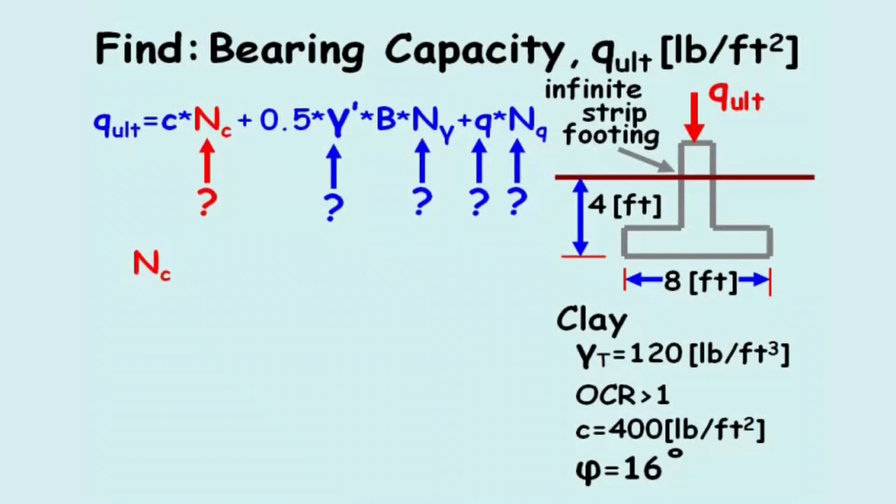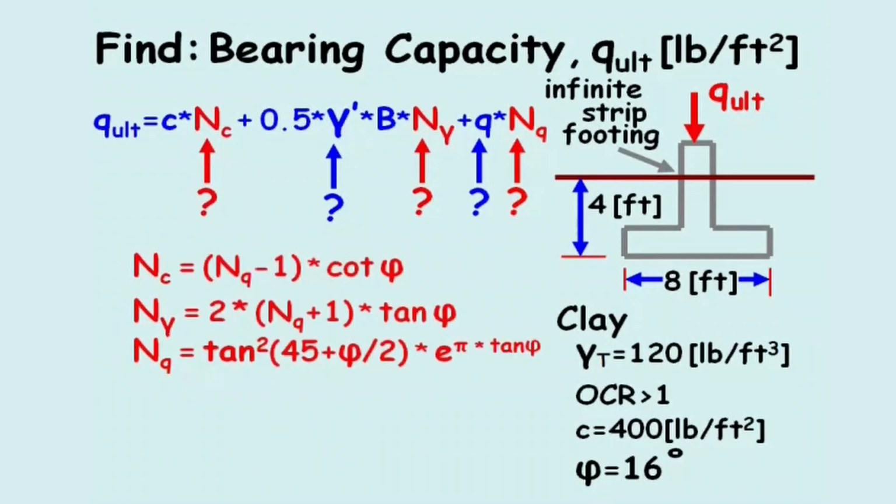Let's begin by solving for the bearing capacity factors for the cohesion, N sub c, the wedge weight, N sub gamma, and the overburden weight, N sub q. In a drained condition, these bearing capacity factors are all a function of the friction angle, phi. Here, I am using the wedge weight multiplier N sub gamma developed by Vesic.